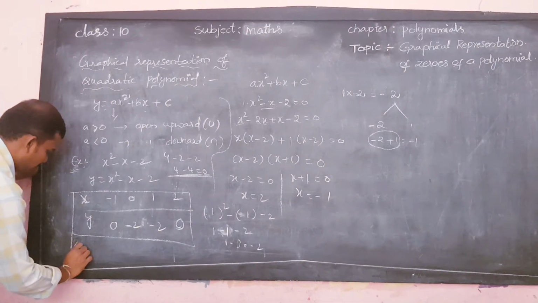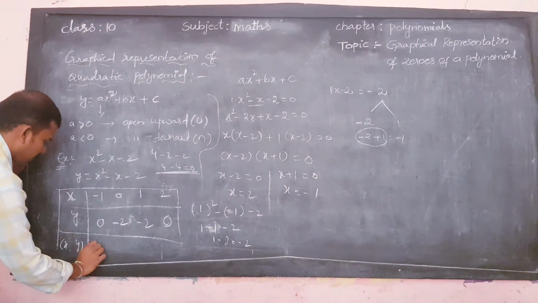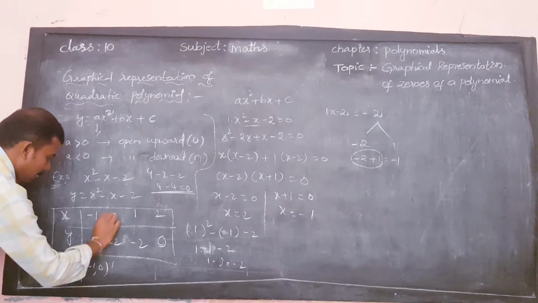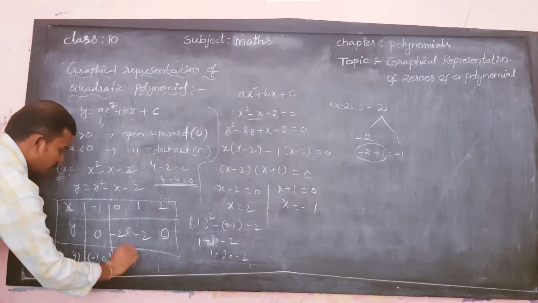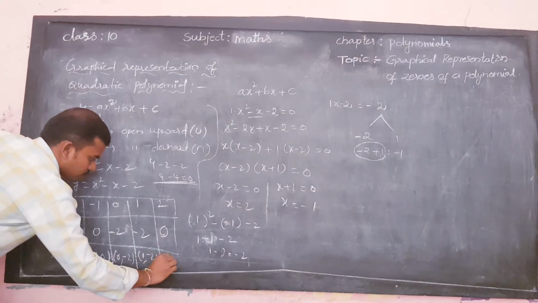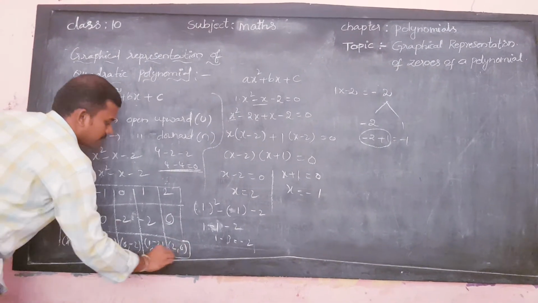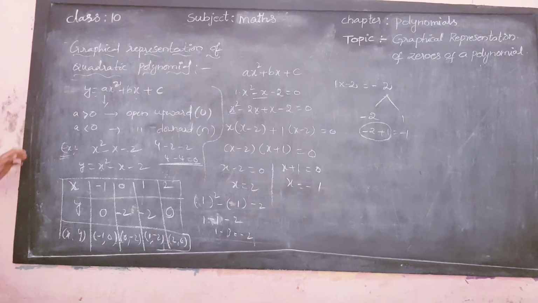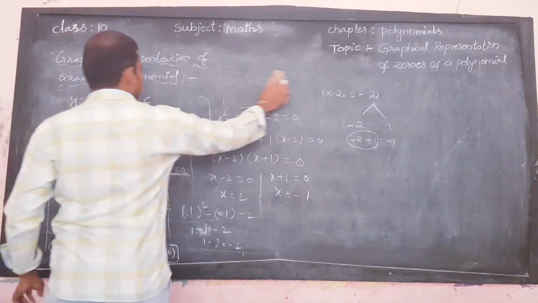So the pairs of x and y coordinates are minus 1 comma 0, 0 comma minus 2, 1 comma minus 2, 2 comma 0. So take these points to draw the graph of the quadratic polynomial.